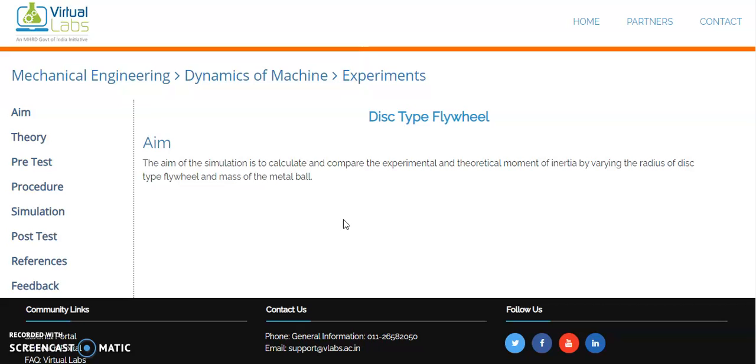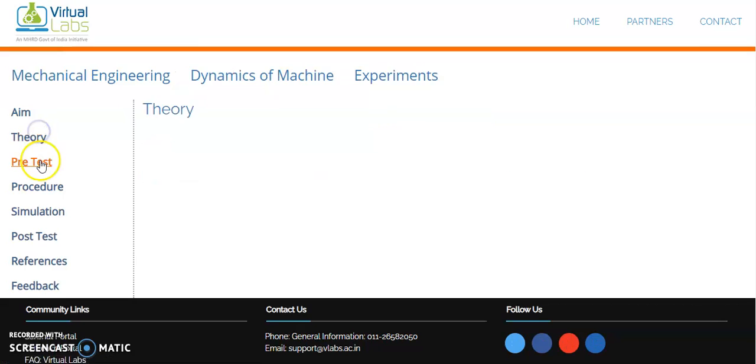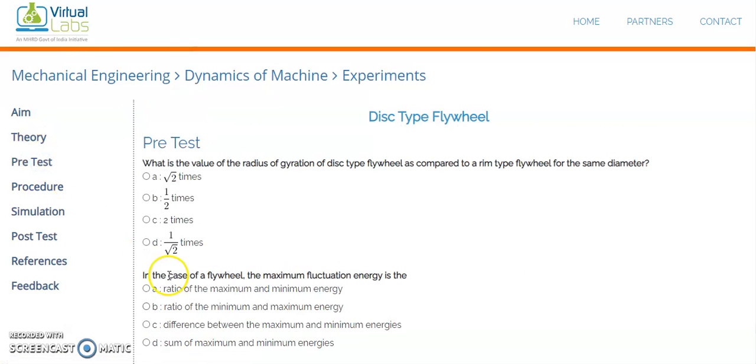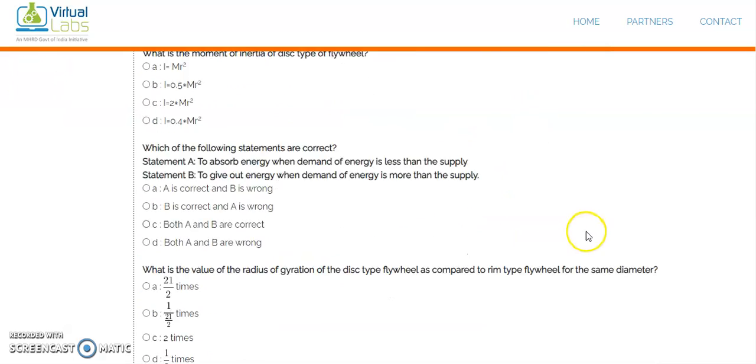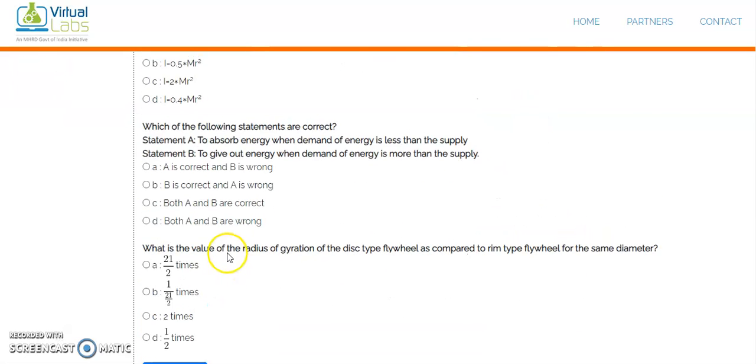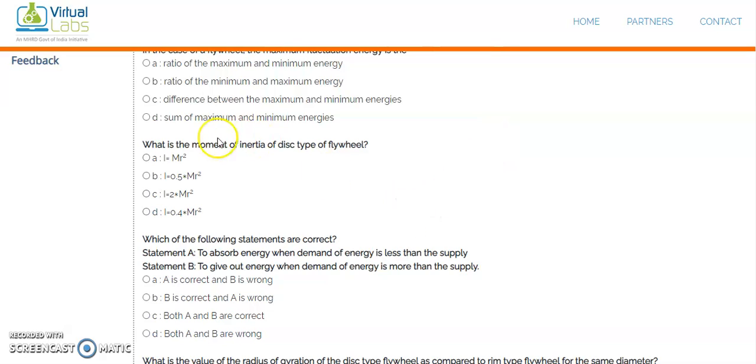So they have given the theory and they have also given the pre-test. You have to answer all the questions in this pre-test. Let me answer the third question here.